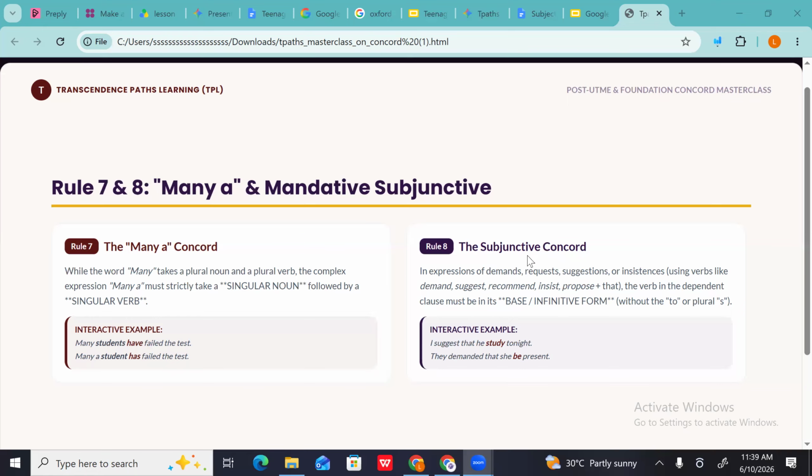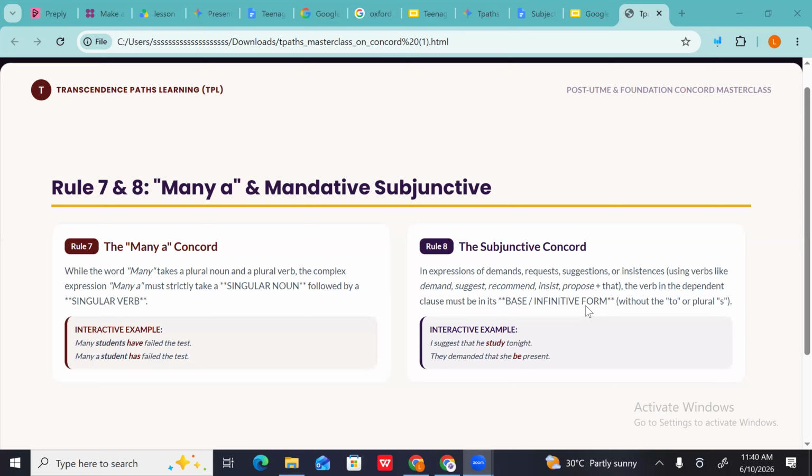Next is the subjunctive in expressions of demand, request, suggestions, or in sentences using verbs like demand, suggest, recommend, insist, propose, plus that. The verb in the dependent clause must be in its base infinitive. Yeah, this is very important to pay attention to. Whenever you see something like infinitive form, that is the basic form, the base form, without s.